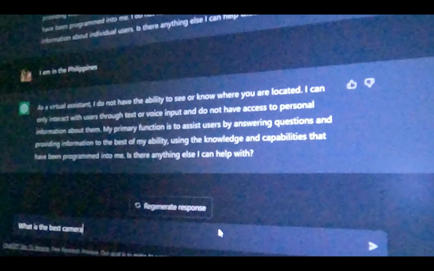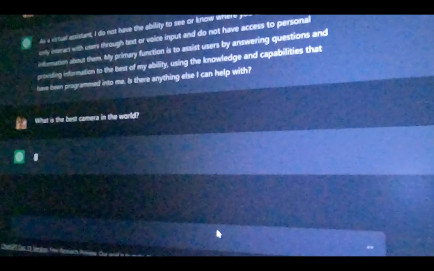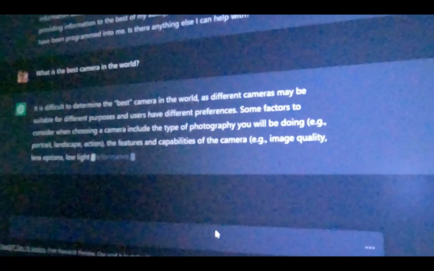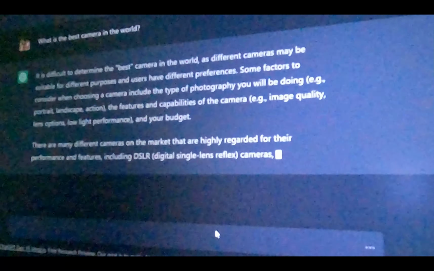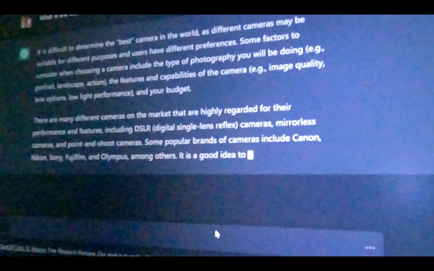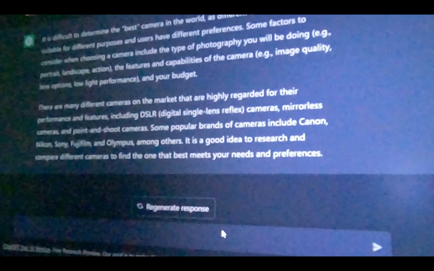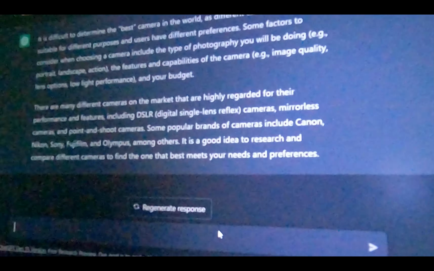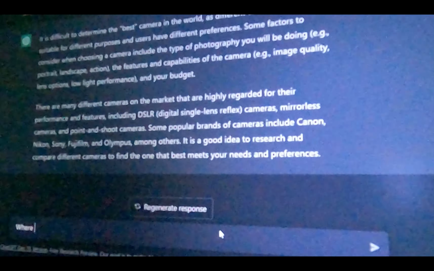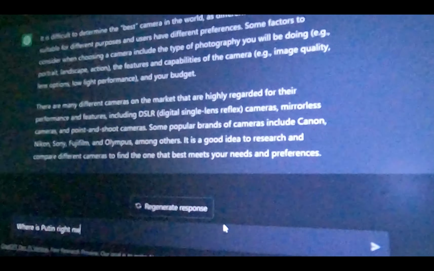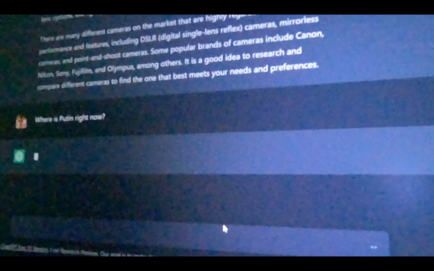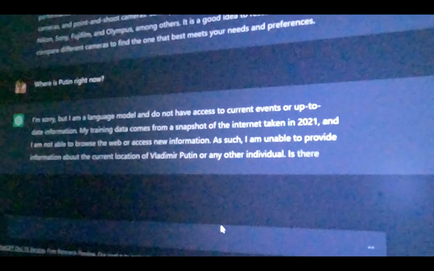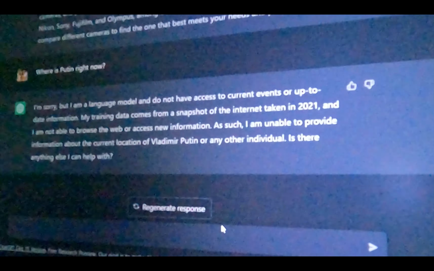What is the best camera in the world? Wow, that's a very long answer. Very informative also. Let's see. Now let's try. Where is Putin right now? Thank you. Let's try one more question.